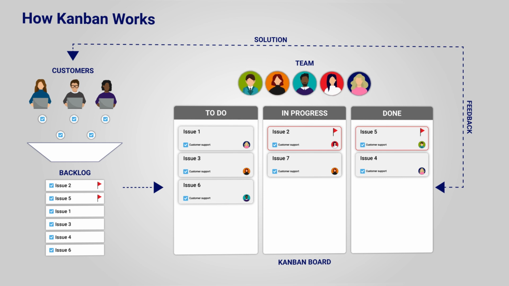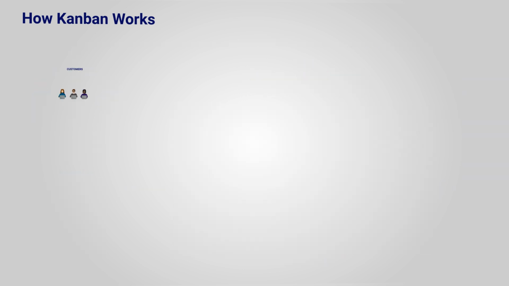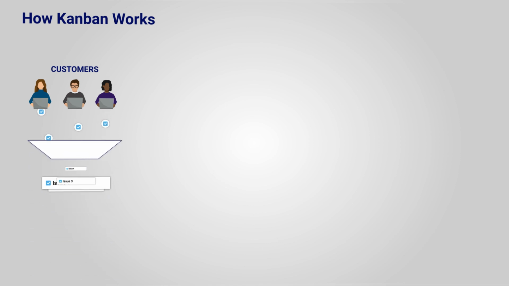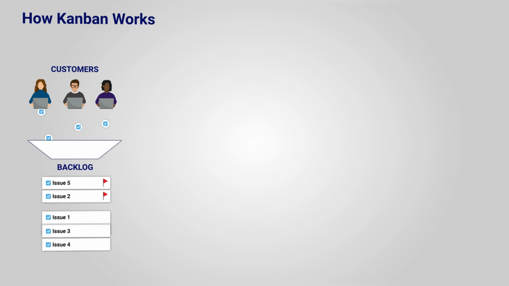Imagine a service desk team that handles issues reported by customers. All the reported issues are collected in a centralized place and stored in the form of a list, which is named backlog. The backlog is always prioritized, either manually by someone, or automatically, based on various criteria, with the most important items at the top of the list.